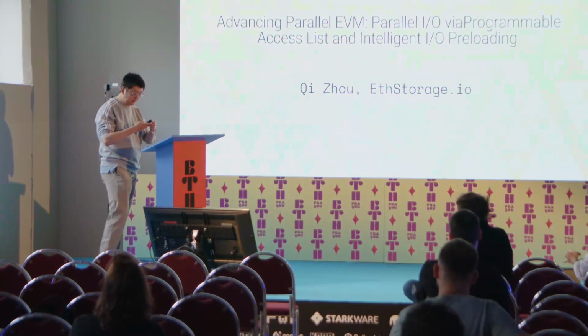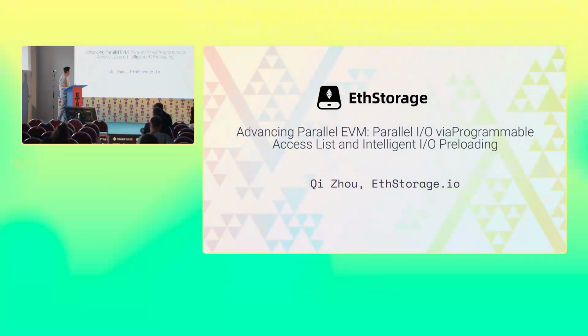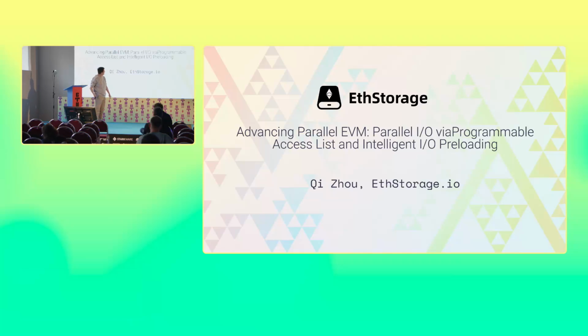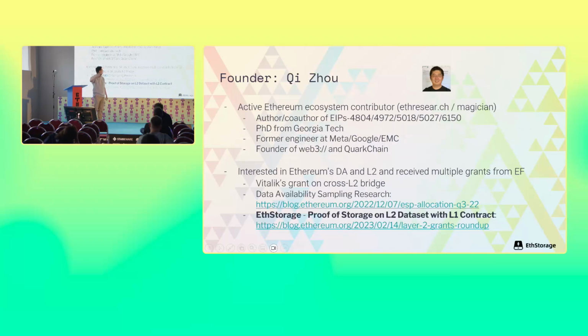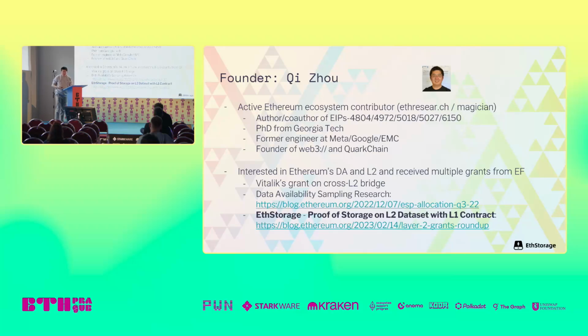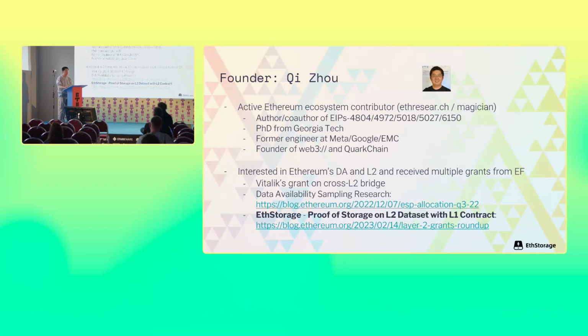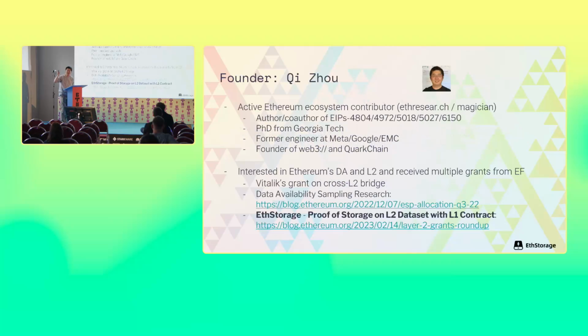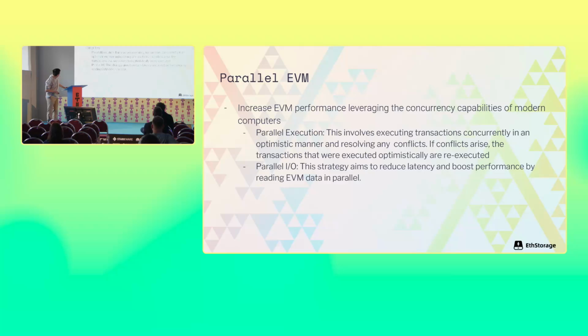Hello, everyone. It's my great pleasure to explore some of our latest ideas on top of the parallelization EVM. A quick intro of myself: I have been working in this area for about 6 years, previously working primarily in some big companies in parallelization and high-performance systems, and got a PhD. That's why I'm particularly interested in, for example, Ethereum data availability, layer 2s, and all those scaling solutions, and I got a couple of supports from Ethereum Foundation.